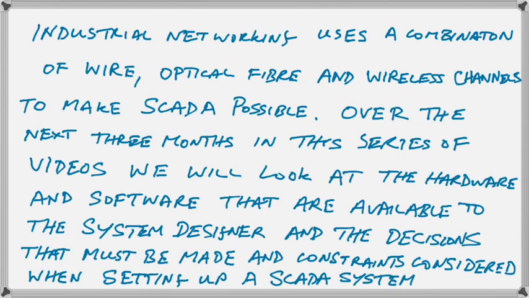Industrial networking using a combination of wire, optical fiber, and wireless channels will be considered in the next few months as we dig deeply into the basics of automation technology. We look at what's available to the system designer, and we share in making some of the decisions and considering some of the constraints that concern the very well-paid SCADA systems designer.